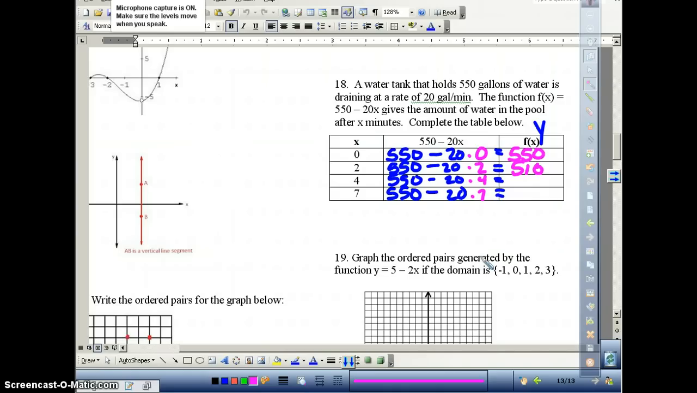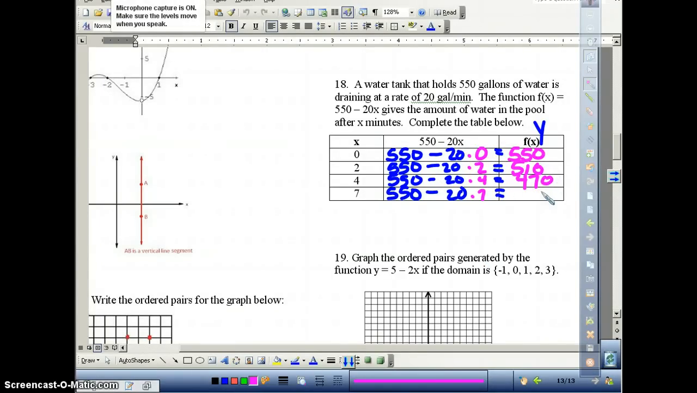All right. I have 550, subtract 20 times 4. 20 times 4 is 80. What's 550 subtract 80? Yes, sir? Because what's 20 times 0? 20 times 0 is 0. Yeah, so you're taking 550 and you're subtracting 0. Good question. 550 subtract 80 gives you what? 470.